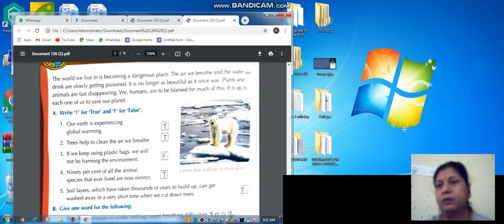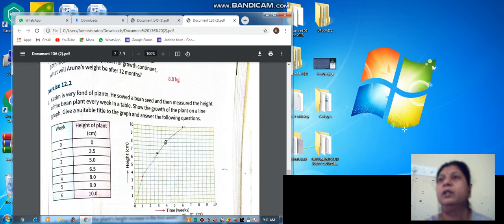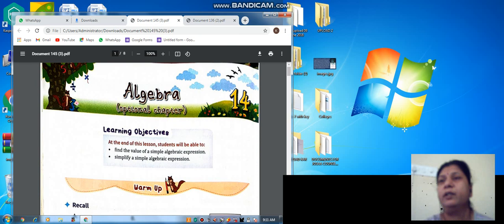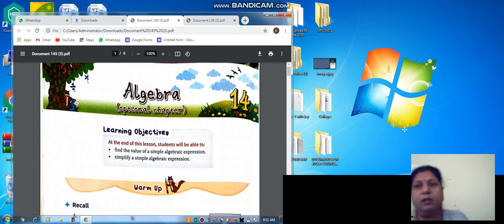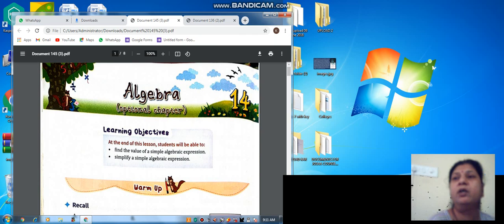Let's see our next chapter, that is algebra. Algebra is a very important chapter, because you have to study algebra in 7th, 8th and 9th standard. So these are the basic concepts given in this chapter. Please understand this chapter carefully.